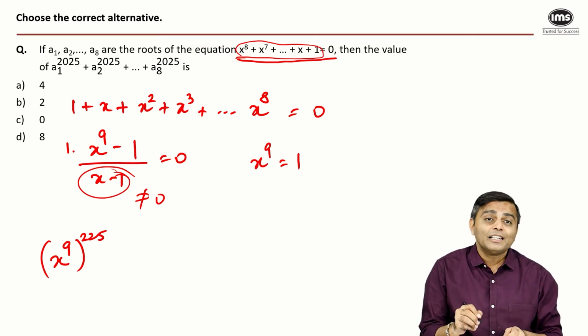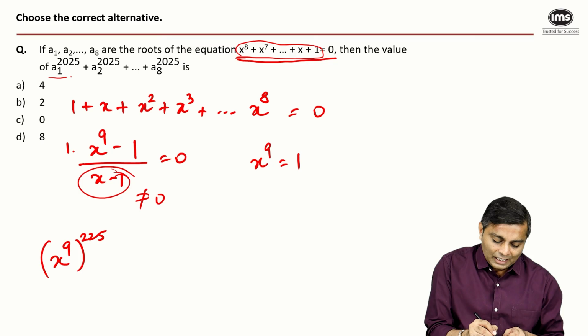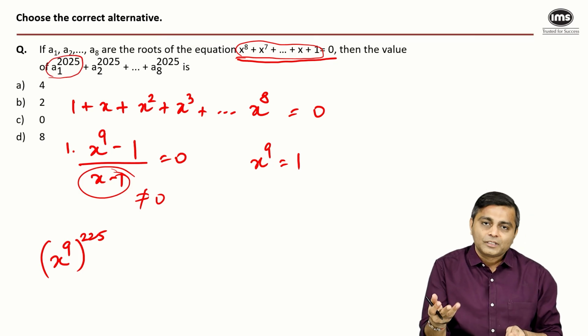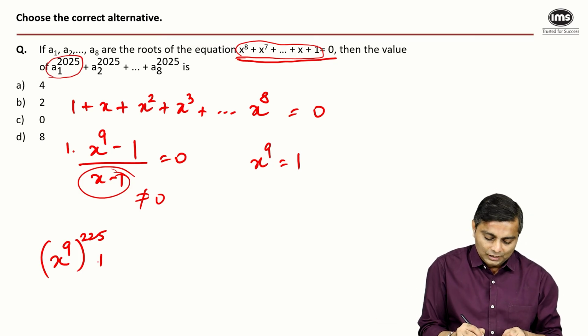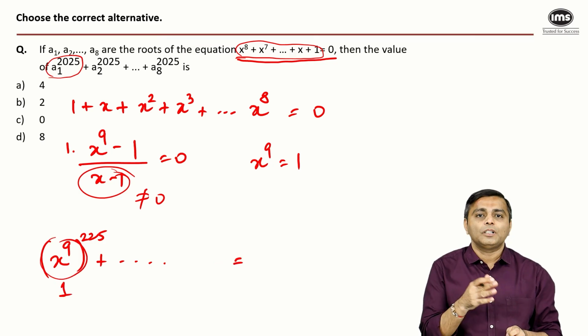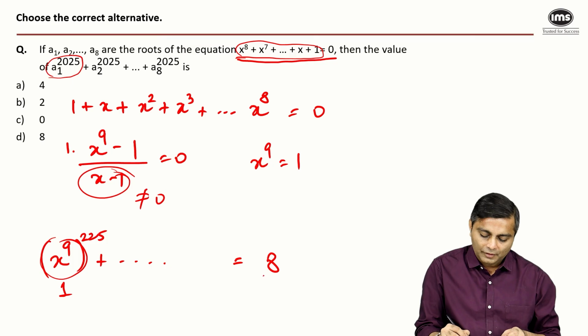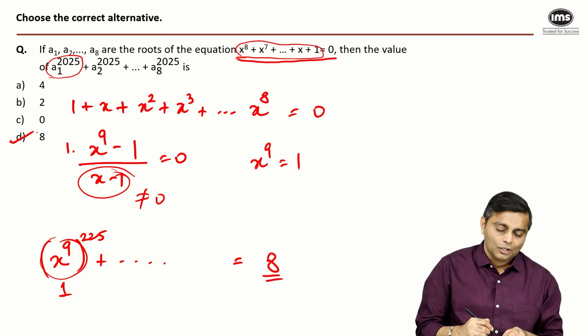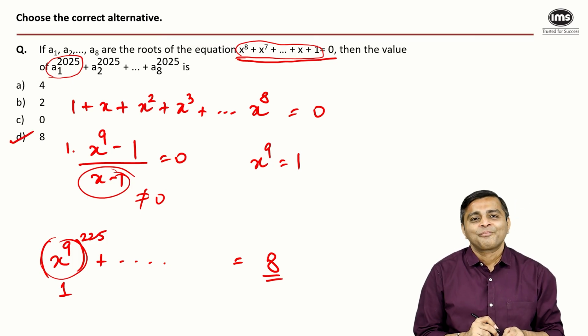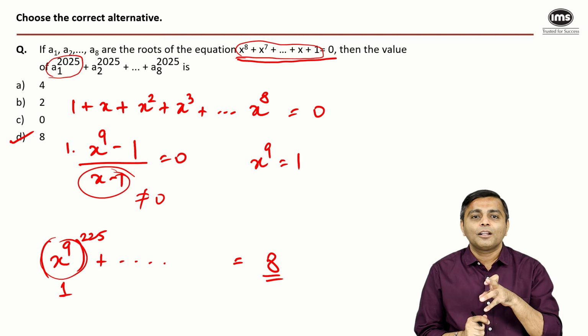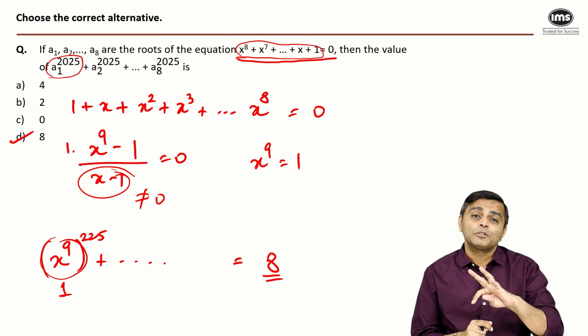So x raised to 9 raised to 225, we can write the first term like this. Obviously, we can write all the terms like this. So this is something like this 8 times. Correct? Each guy is equal to 1. So there will be 8 ones, and therefore our final answer is going to be 8. Option D.